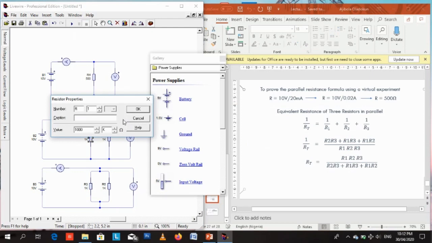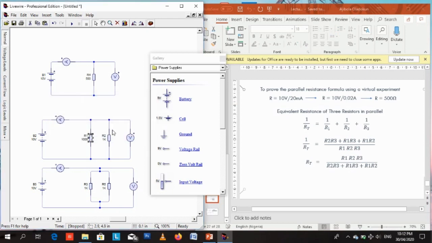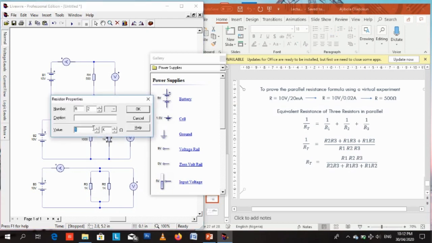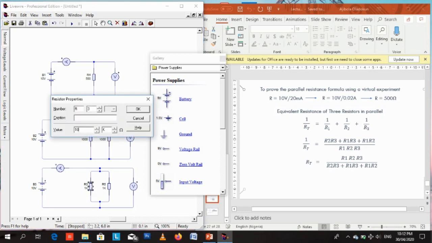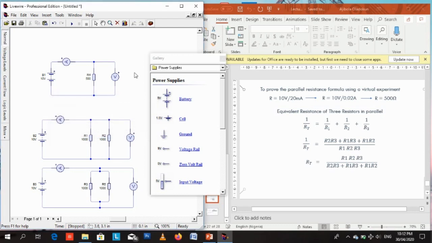Let me change the resistance to 1000 ohms. Remember that 1000 ohms is taken as 1K. I just want to generalize, so let's work with ohms instead of kilo ohms. So 1000, remove the K, double click, 1000, remove the K. Okay, let's simulate again. The current through all three circuits is the same thing, 20 milliamps, and the voltage across all three circuits is also the same.